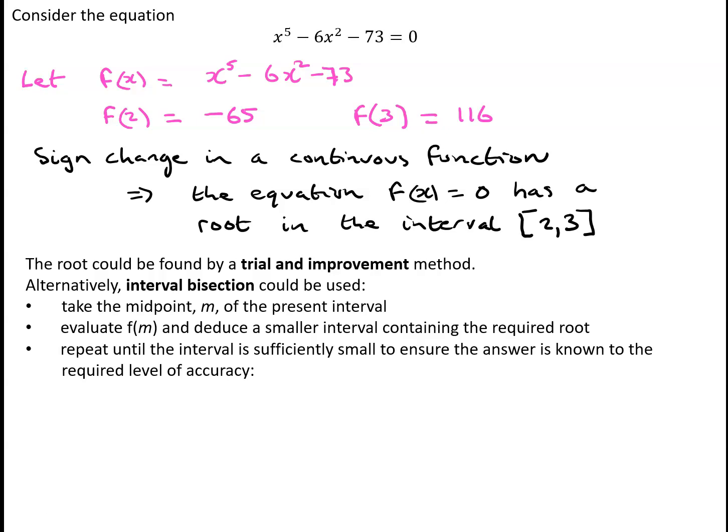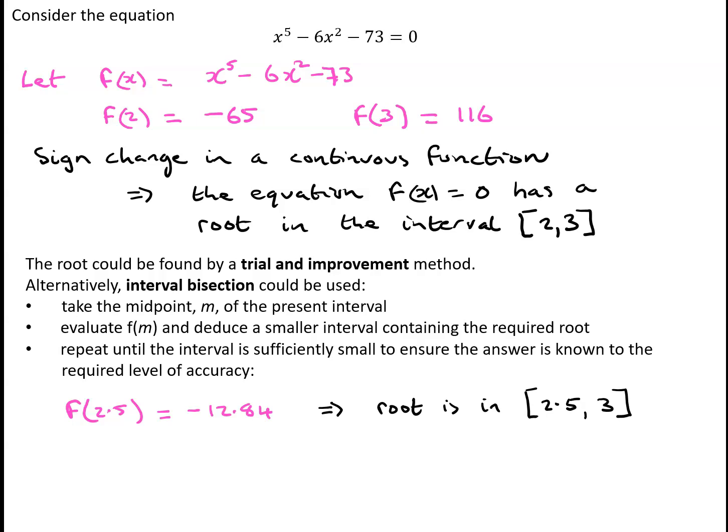So at the moment we know that f of x equals 0 has a root in the interval 2 to 3. So we take the midpoint of that interval, which is 2.5. We evaluate f of 2.5, which gives me minus 12.84. So I've got f of 2.5 is negative, but f of 3 is positive. So I now know the root is in the interval from 2.5 to 3.